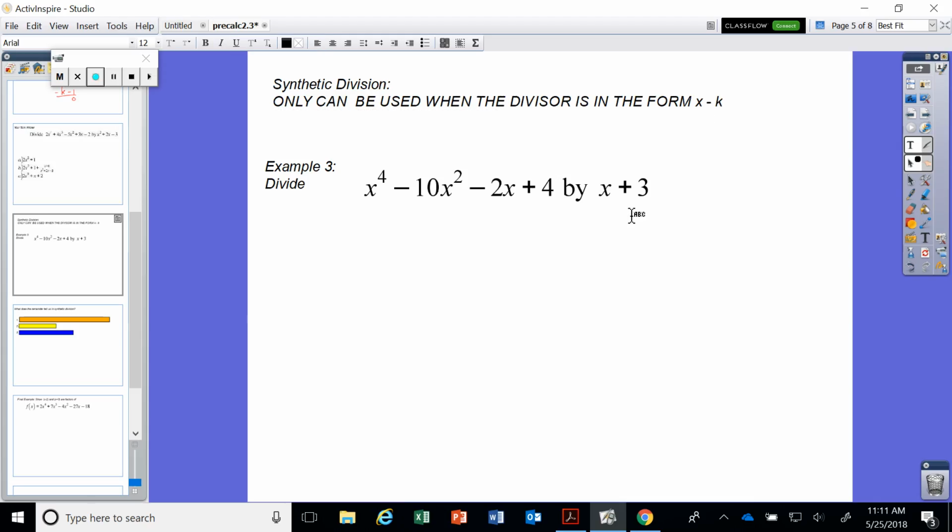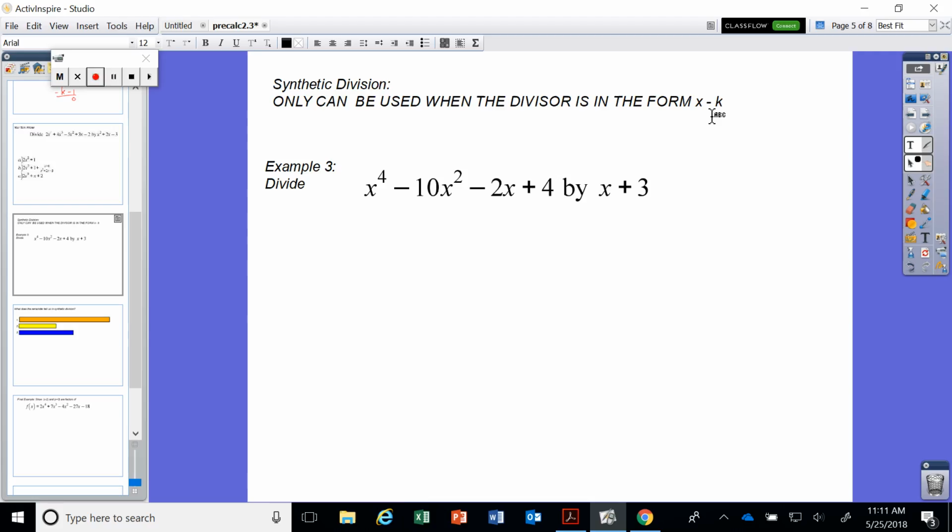Alright, x minus k. Okay, so a basic example we're going to use to start off. First, we have to ask ourselves, are we dividing with x minus k? Yes, we have x plus 3, we're good to go, no problems there. It doesn't have to be negative either, that's just a generic term that we use.